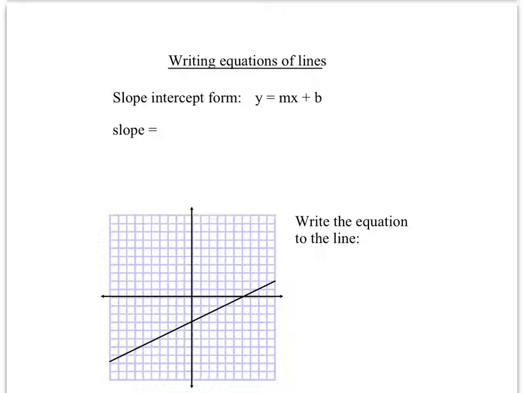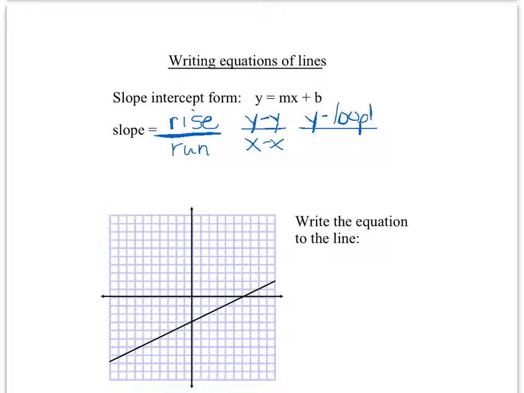All right, so we're going to talk about writing equations of lines. This is going to be a little bit in depth here. We'll first start with looking at the equation of a line. Now, if you remember, slope-intercept form is y equals mx plus b. And we find slope by doing the rise over the run, or your y values subtracted over your x values subtracted. What I like to look at, though, is the y delta over the x delta.